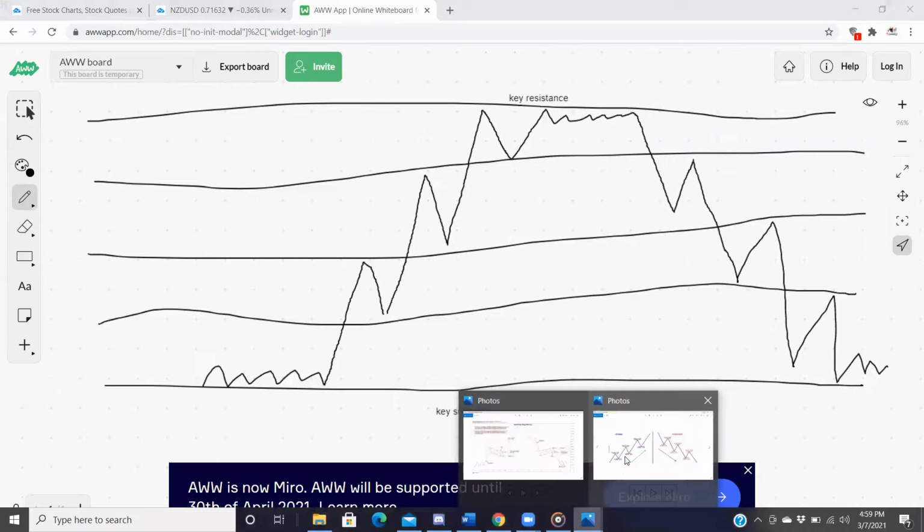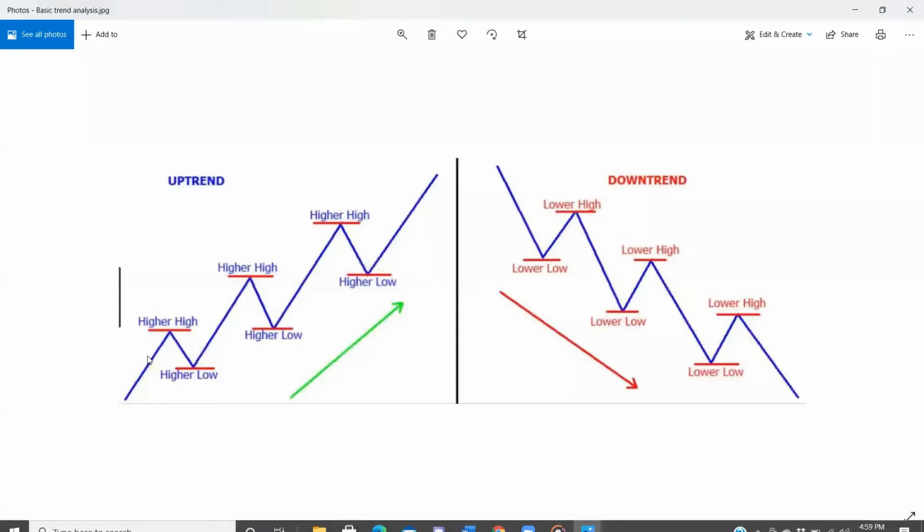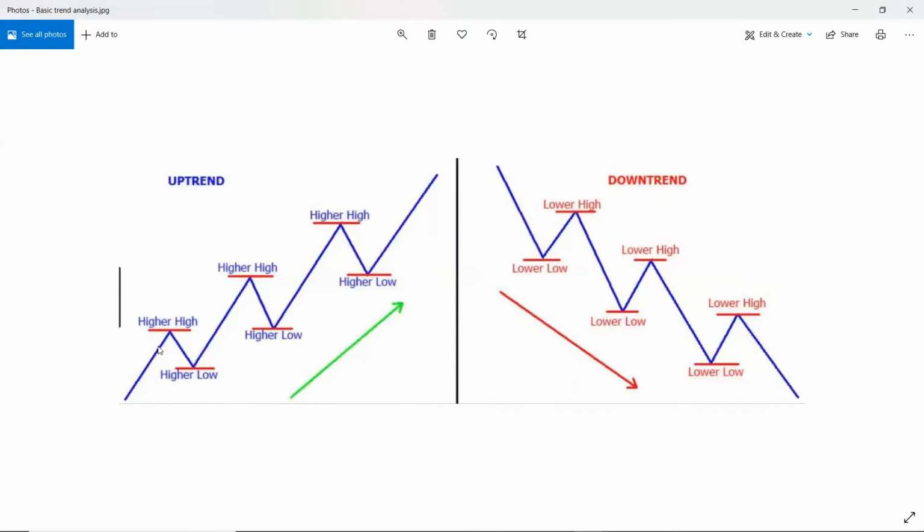So I'm saying to you this. That flag that I'm looking at, LJ, is the same thing as this shift retest high low, right?